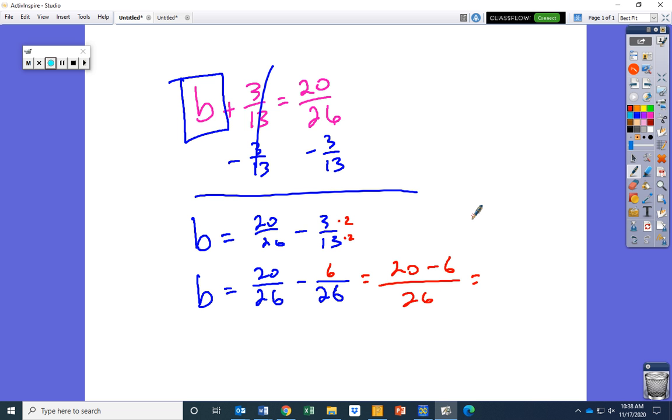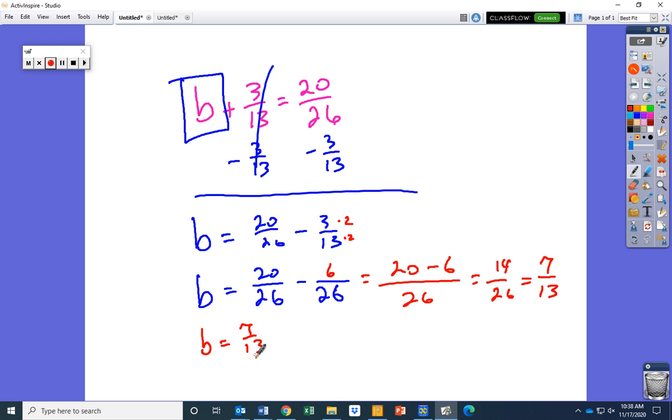What's 20 minus 6? 14. And 14 over 26, can I simplify that? To 7 over 13. Good. And I can't simplify that any further. So down here at the very bottom, I'm just going to write b equals 7 over 13. You understand how that works now? That was not that difficult, right?